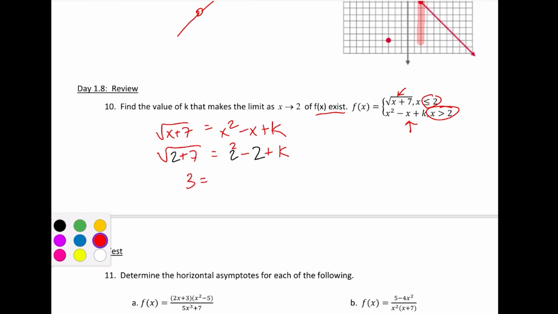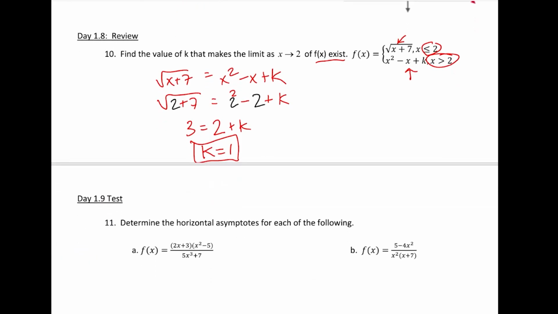And then here we've got 2 squared is 4. 4 minus 2 is 2. So if 3 equals 2 plus k, then k has to be 1. Yep. All right, and then we took our test.